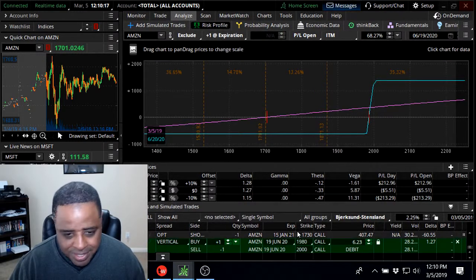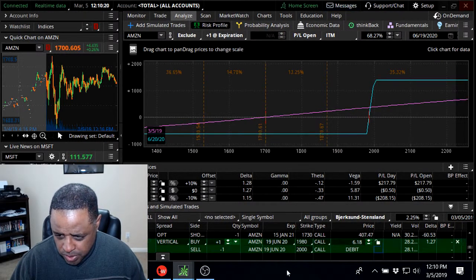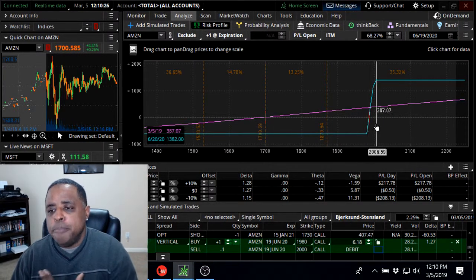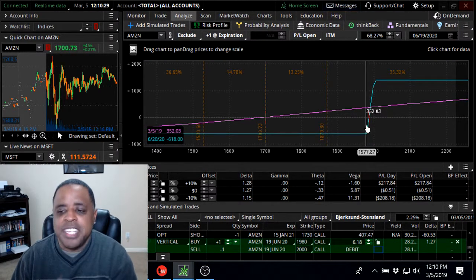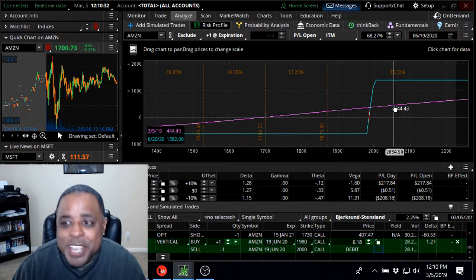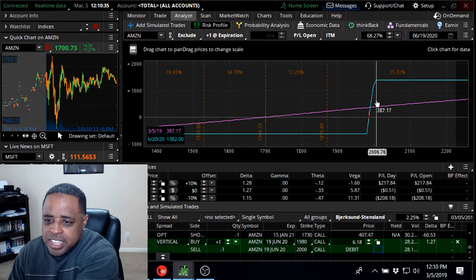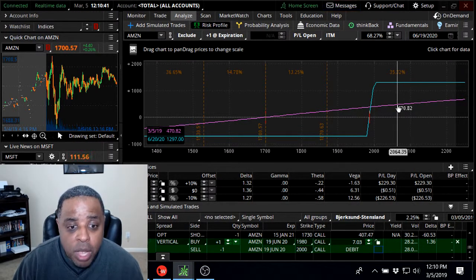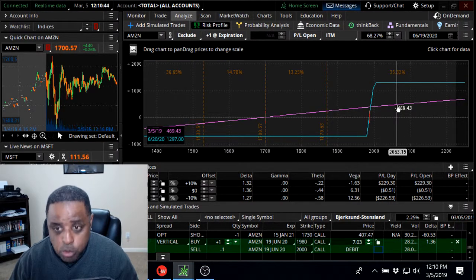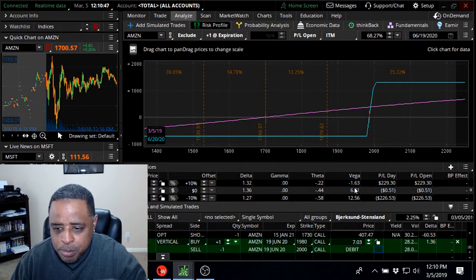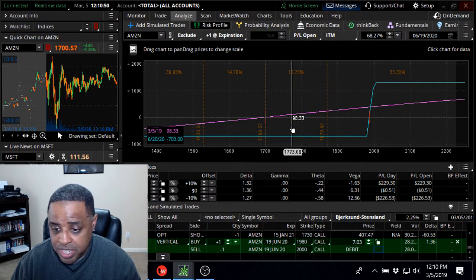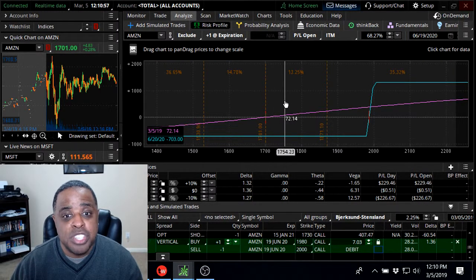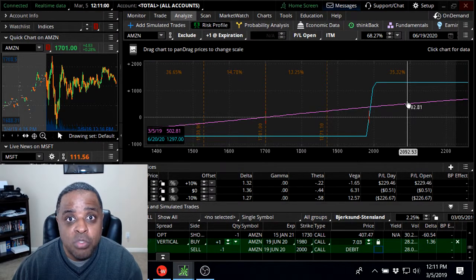Let's analyze this, okay? And this is it right here. Here's the mid price. The most I can lose is $618. But if I bring it over here, anything over 2000, if you look at this number right here, the most I can make is $1,297, right? That price is jumping all over the place right now. So right now it's saying the mid price is 703. So let's go ahead and lock it at 703 for right now. The most I can lose is 703. The most I can gain is 1297.